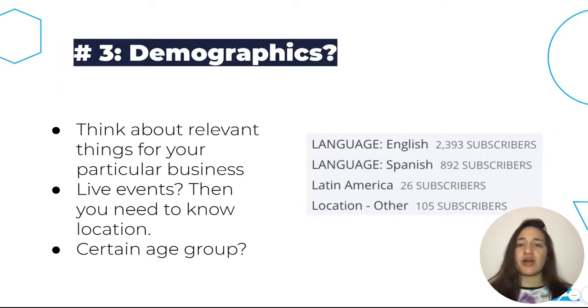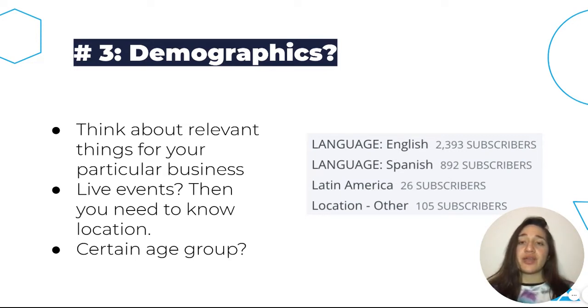Number 3, what are the demographics? So think here, don't tag any single demographic, but think about relevant things for your particular business. For example, do you host live events? If so, then you need to know where your group is located. Is it something for a certain age group, or you have different plans depending on the age? Then you need to know how old they are. So think about things like that.